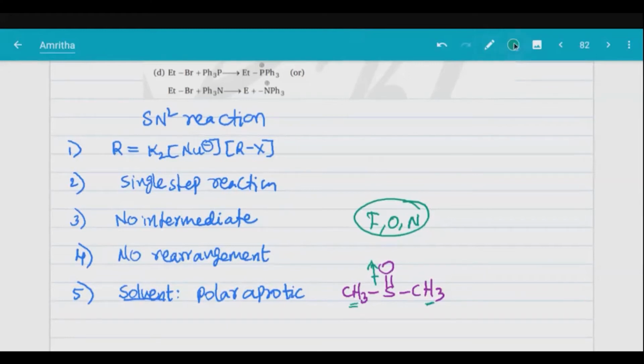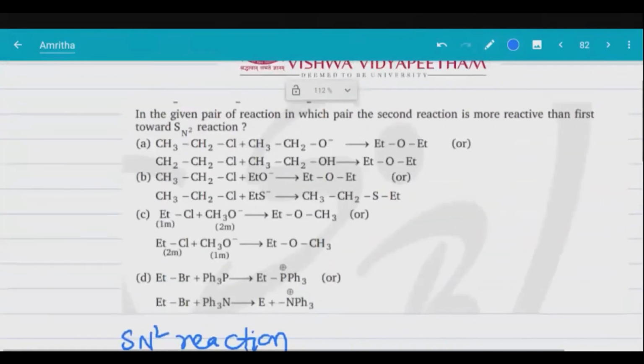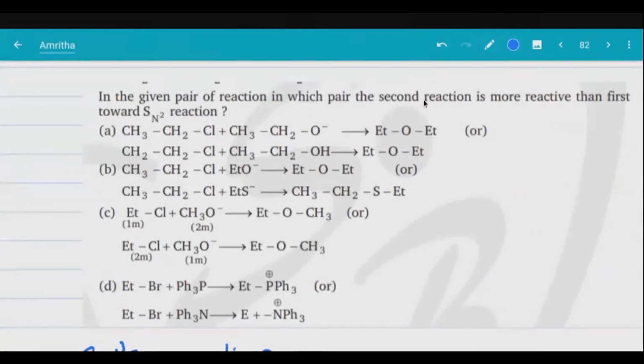And also the alkyl halide structure. Primary is more reactive than secondary, which is more reactive than tertiary. If it is primary, there are no repulsions, and the nucleophile will attack directly. So these are the points for SN2. We have to keep these points in mind to solve this question. Try this, option A. First, what is the question here? The second reaction is more reactive than the first. Today's questions are lengthy, because option by option we have to check reactivity.